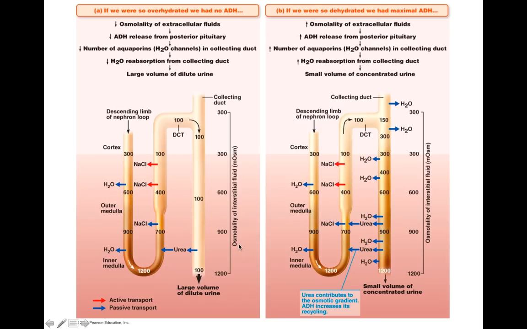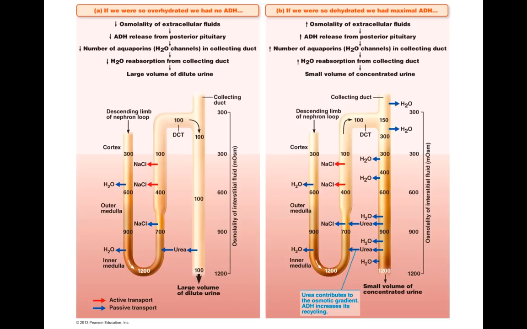So there's your three mechanisms that help to establish and maintain the concentration gradient of the interstitial fluid of your medulla. And you can see this lighter pink right here is your cortex. As you go into this deep pink right here, that is your medulla. So this concentration gradient is very important for the proper functioning of antidiuretic hormone.